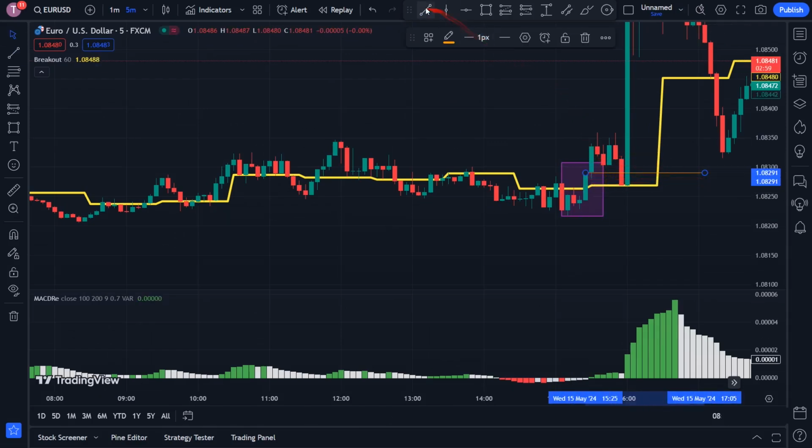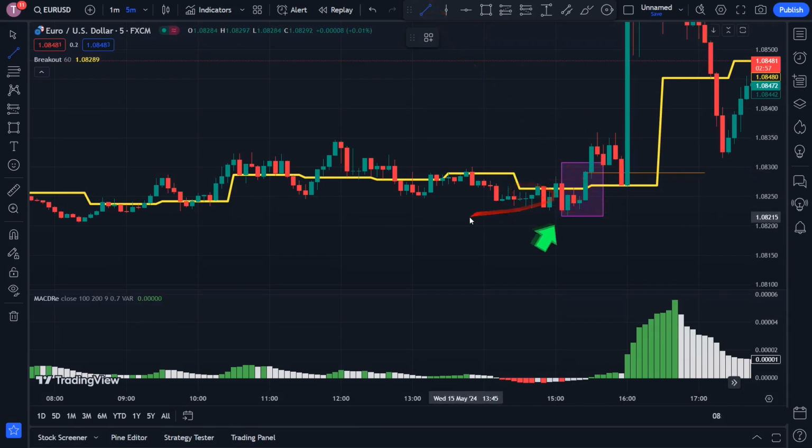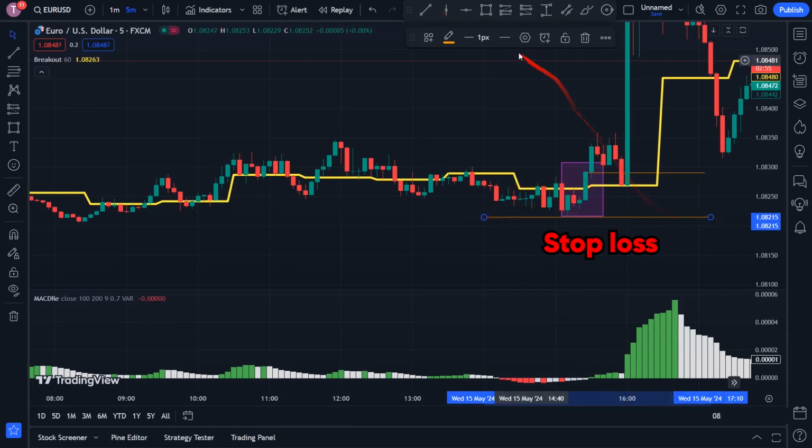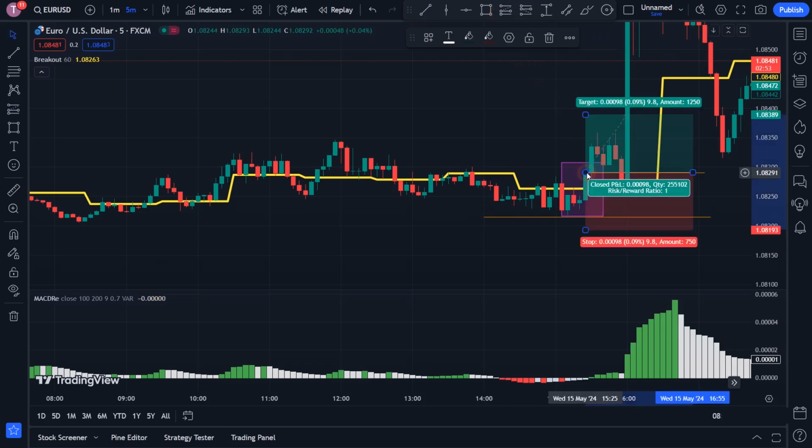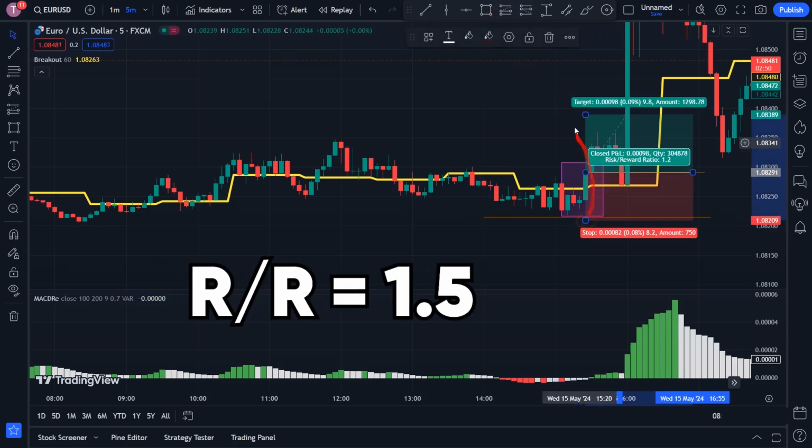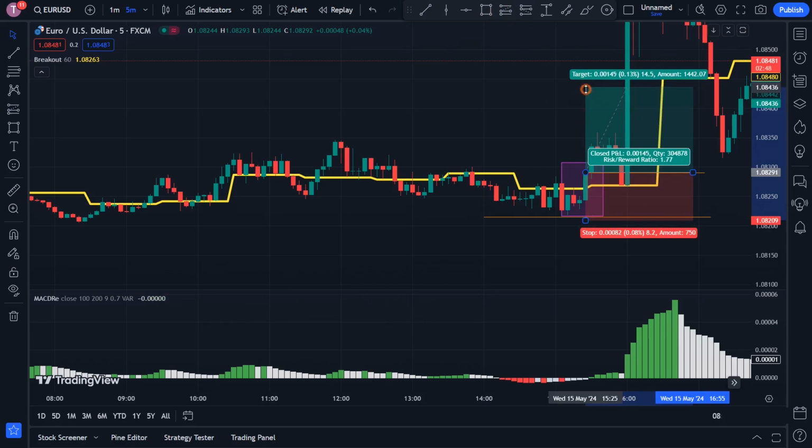Now we set our stop loss slightly below the last swing low. For the take profit, it's enough to consider a risk-to-reward ratio of 1 to 1.5 and wait for the trade to close with a profit.